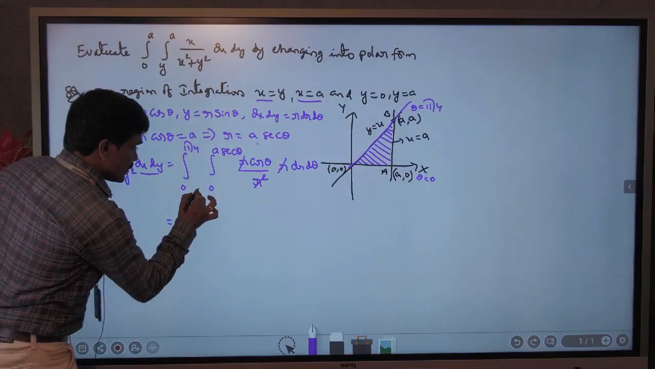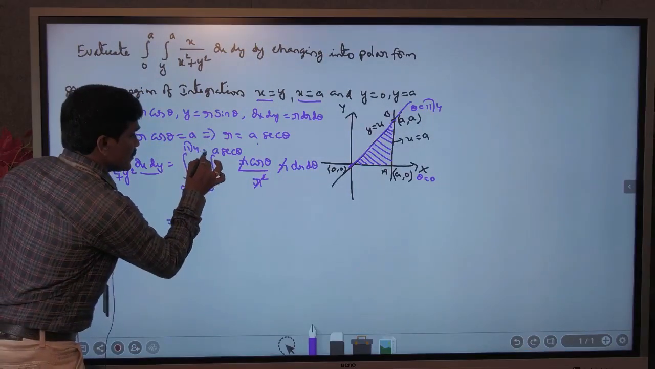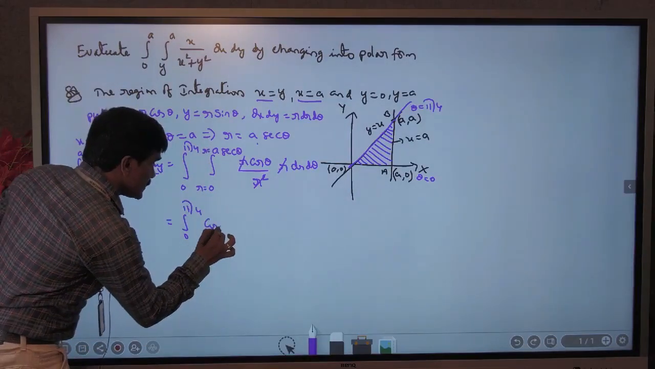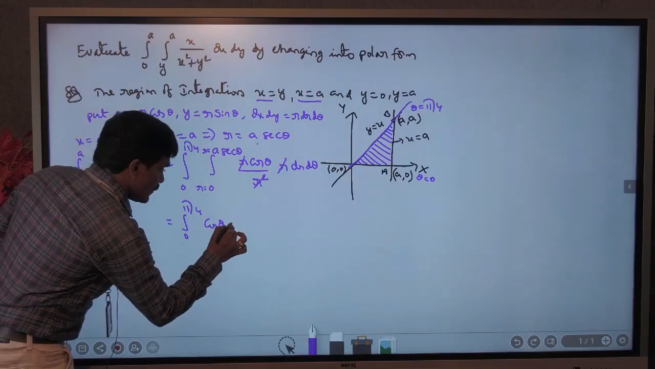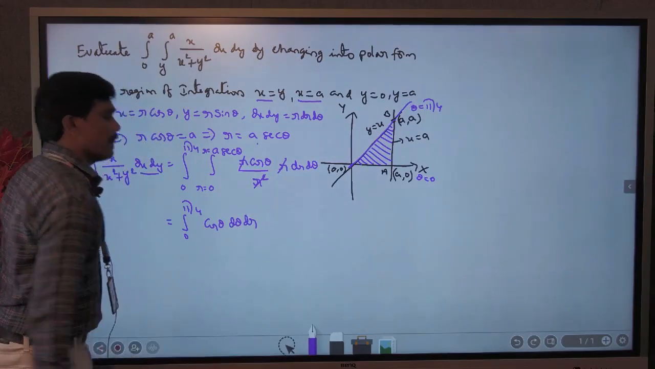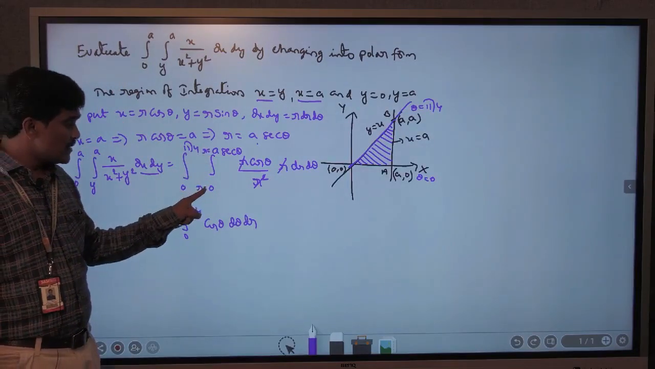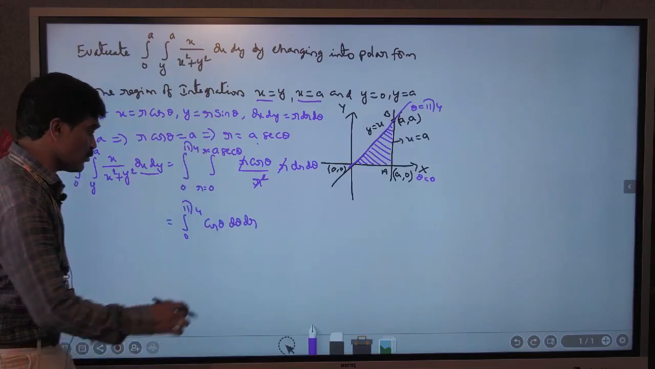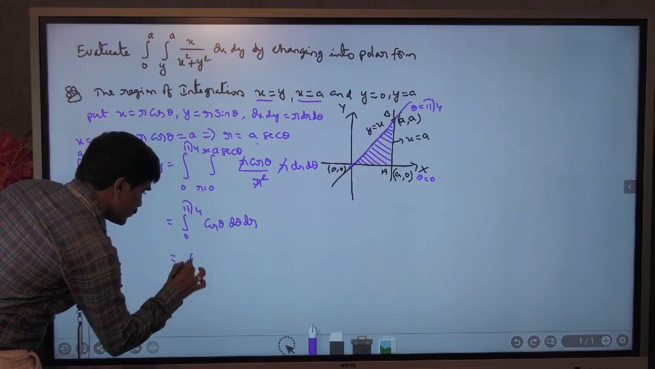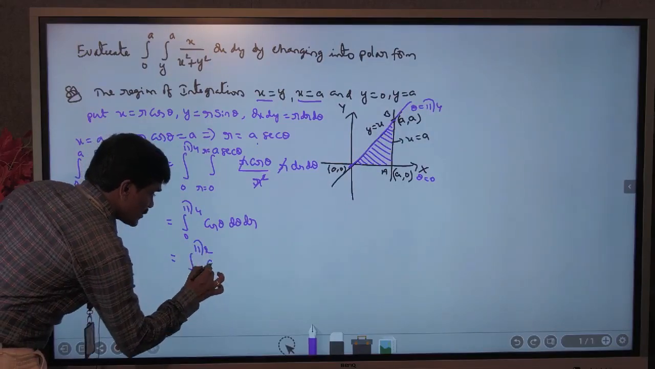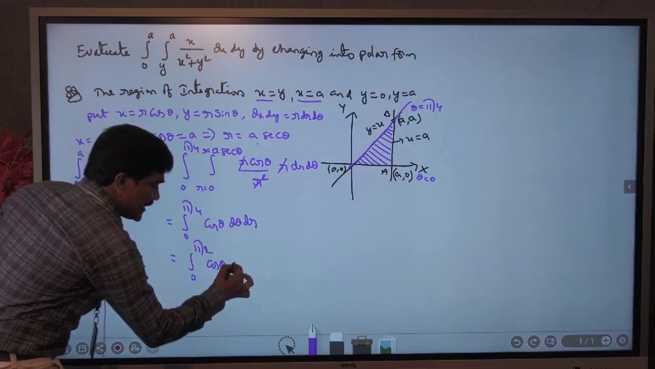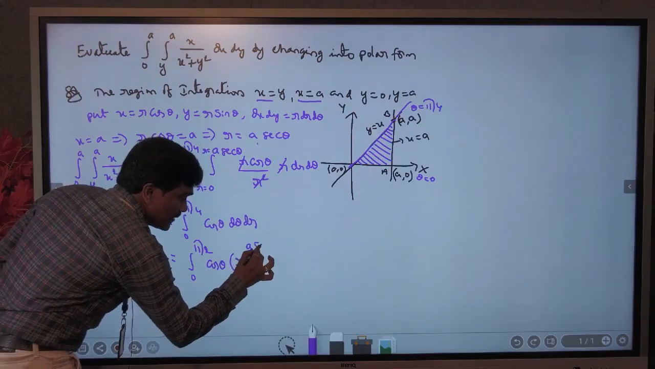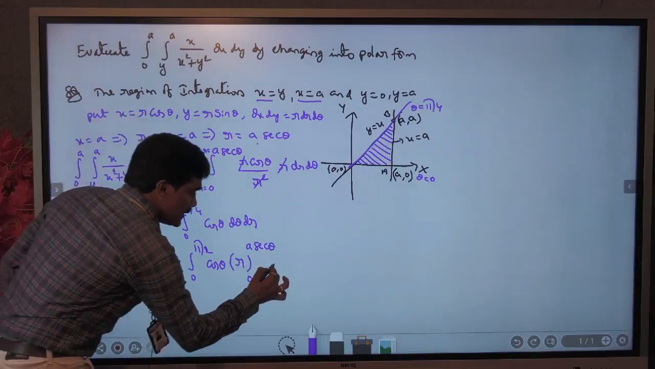So here the integration, r is equal to 0 to a secant theta, cos theta d theta dr, right? The limits are r limits, so we have to integrate with respect to r first. So integrating with respect to r, we get the integral 0 to pi by 4, where cos theta is clearly constant. Now the integral of dr is r, with limits 0 to a secant theta, into d theta.